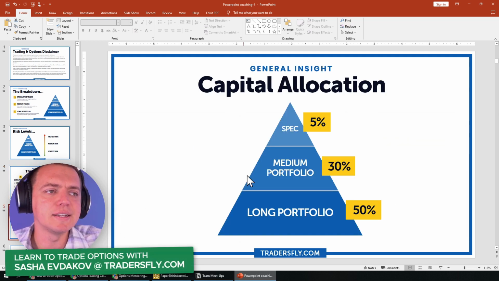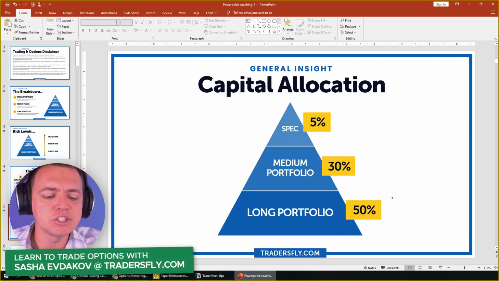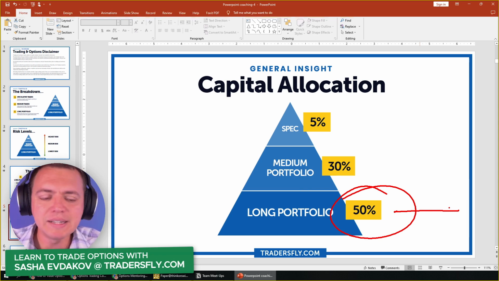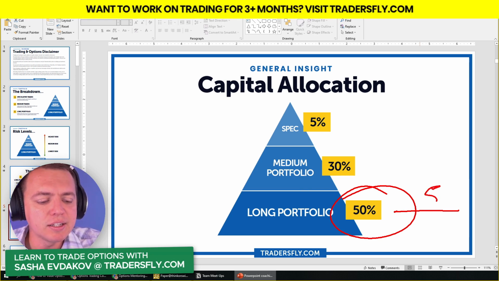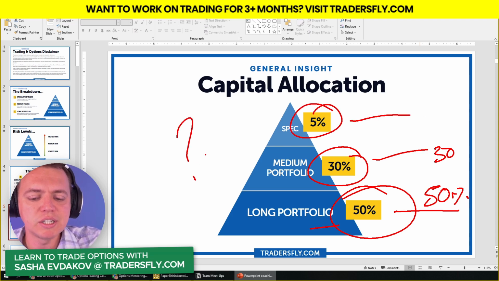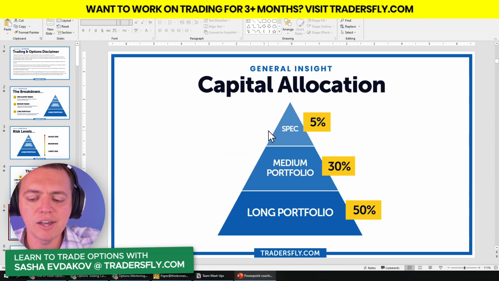So how do you allocate this? Well, from a baseline, let's just start. Here's a baseline that we've got. With a baseline, we might just say, let's put 50% in a long portfolio. And then in a medium portfolio, we'll put about 30% of our capital and 5% in specs. So where's the rest of it? Well, you'll probably have some more in cash.